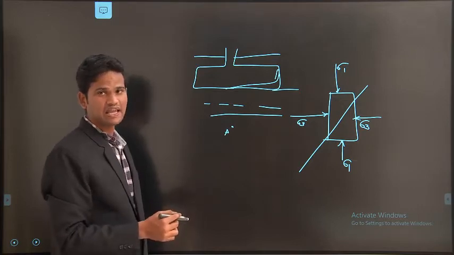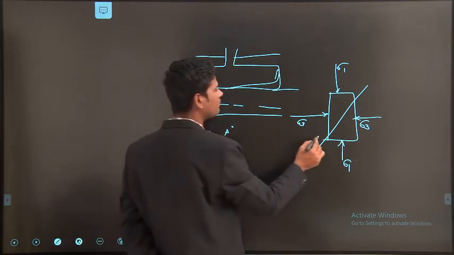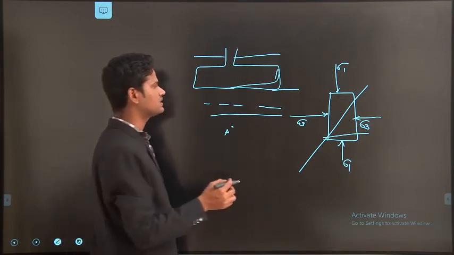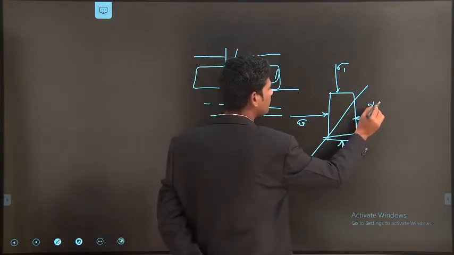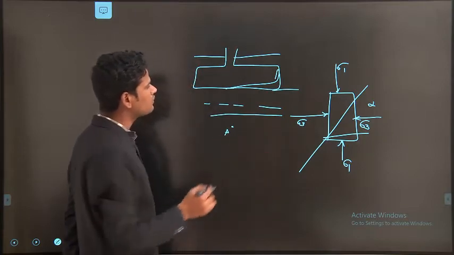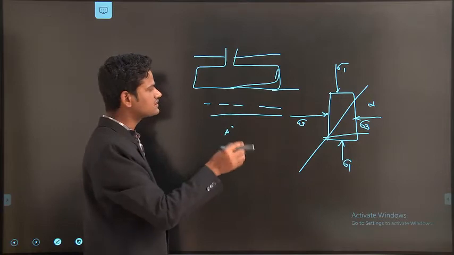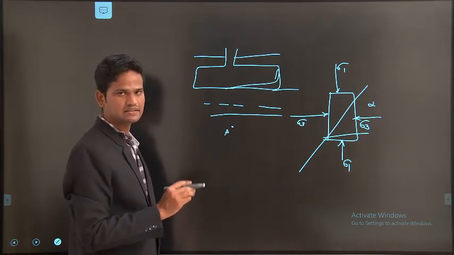Due to the application of these two forces, the soil mass may fail, and the failure plane may be like this. That means the soil mass may fail at some angle of inclination. That angle of inclination we name alpha. The concept of major principal stress and minor principal stress, all these terms we have already discussed.